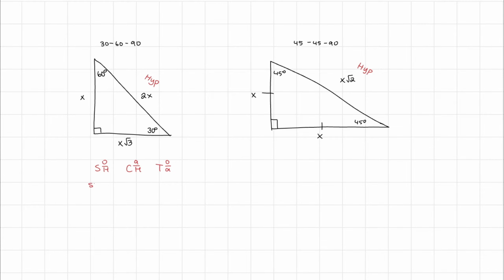Sine is equal to opposite over hypotenuse. Cosine is equal to adjacent over hypotenuse. And tan is equal to opposite over adjacent.